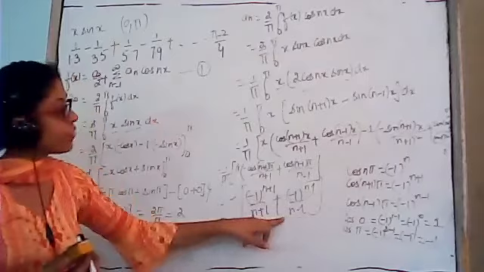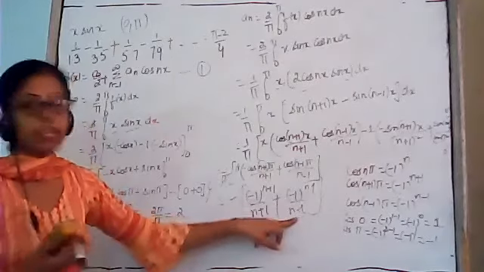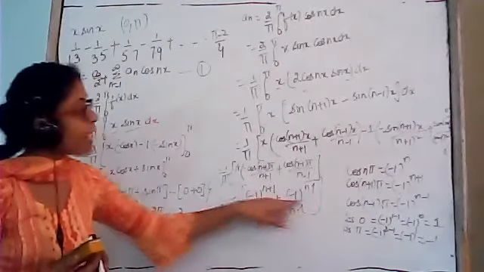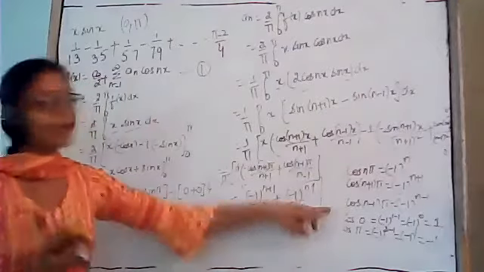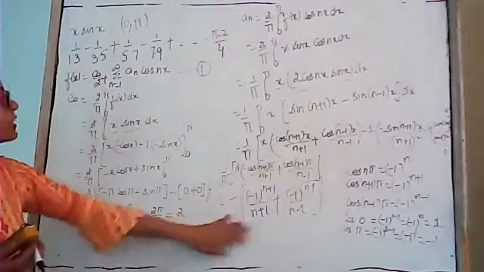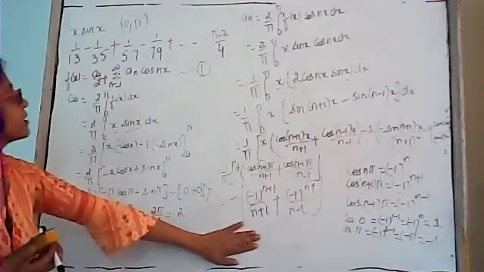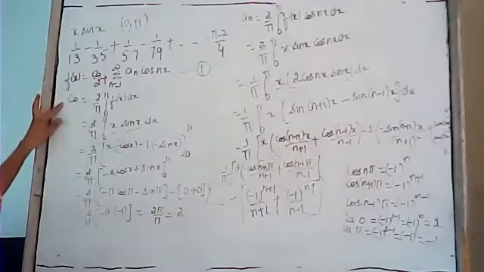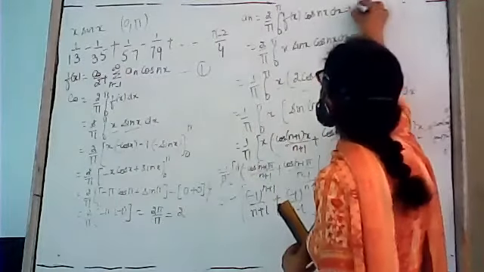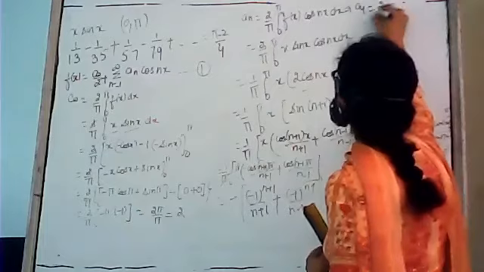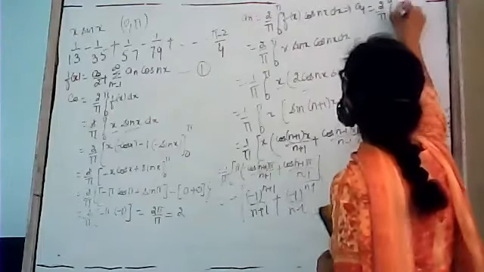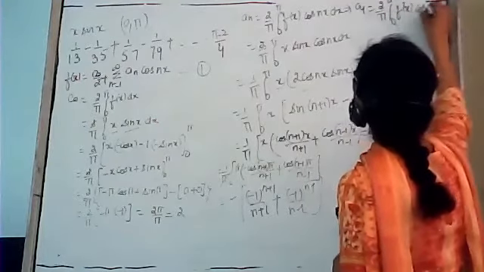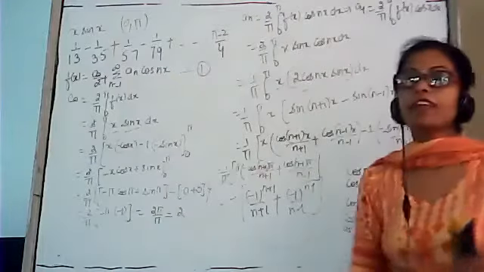If we put n is equals to 1, it will be 0 in the denominator. And if we have 0 in the denominator, the whole term will become infinite. So this value is not applicable for n is equals to 1. We have to find the value of a1 separately. After that, you have to find a1, put n is equals to 1 in this case. a1 will be equals to 2 by pi, integral 0 to pi, f(x) cos x dx. Find the value of a1.